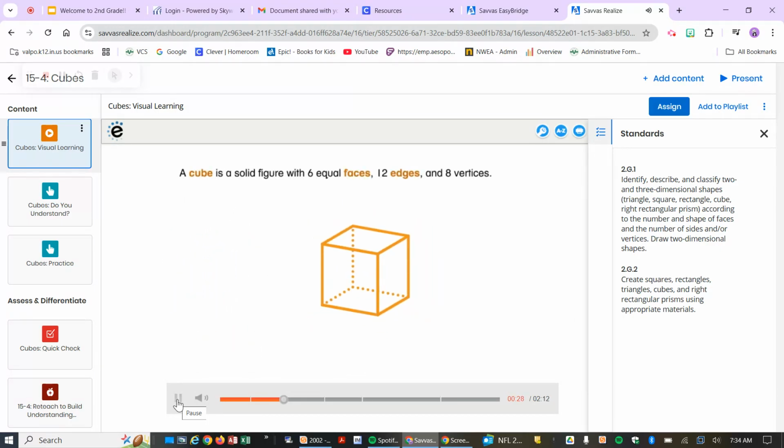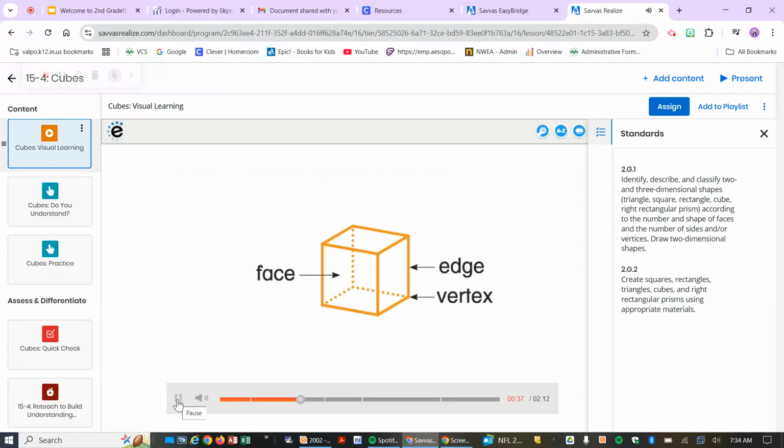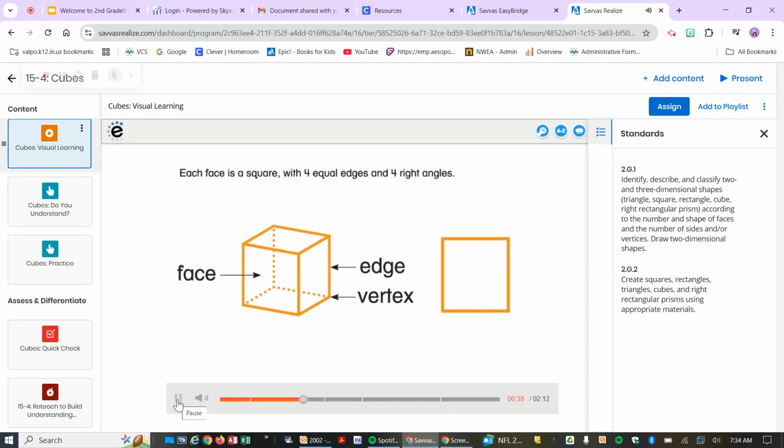A cube is a solid figure with 6 equal faces, 12 edges, and 8 vertices. Each face is a square with 4 equal edges and 4 right angles.